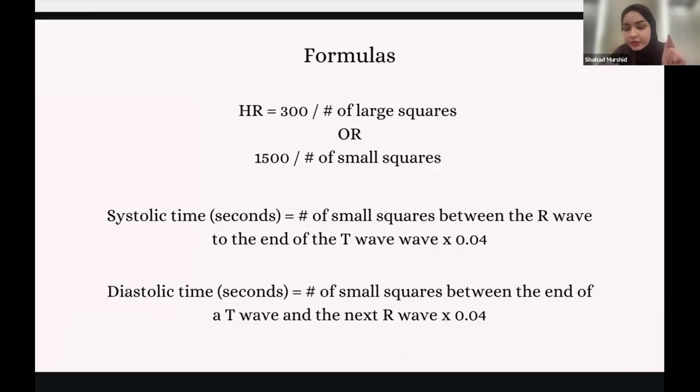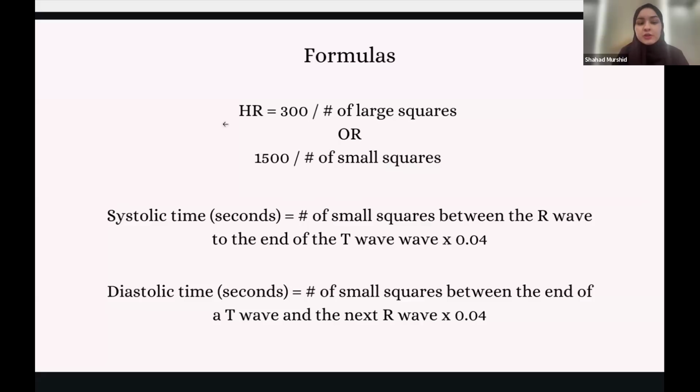Sorry, I forgot to write that here. But yeah, you're going to count how many boxes, and then you're going to do 300 divided by that number. Or you're going to do 1,500 divided by the number of small boxes. Obviously, in the OSPE, it would be easier to just count the big boxes. But yeah, they can't ask you this in the OSPE, like calculating.